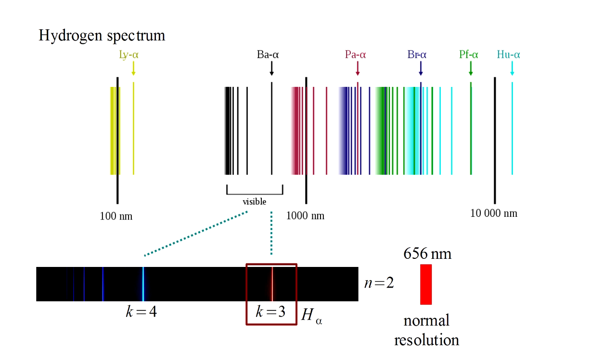But by constructing an extremely precise optical system, Michelson and Morley were able to show that it actually consists of two lines about 0.02 nanometers apart. That's a split of only about 30 parts in a million. Further precise observations of other atomic spectra showed more examples of this fine structure of spectral lines.